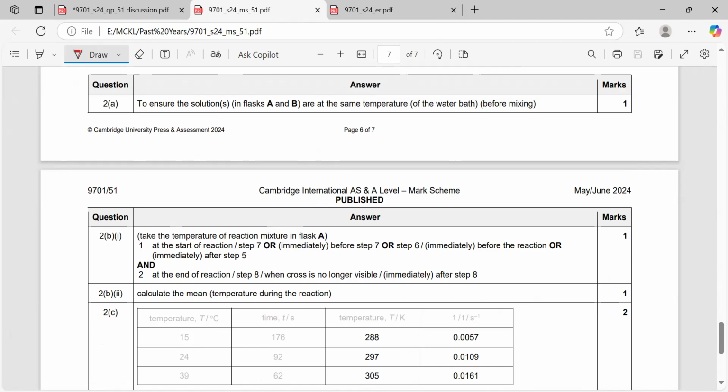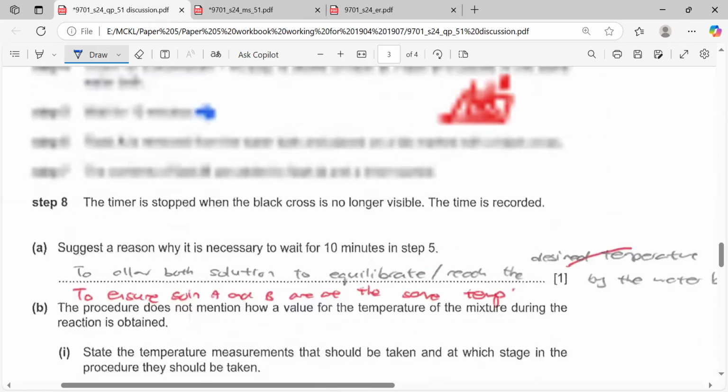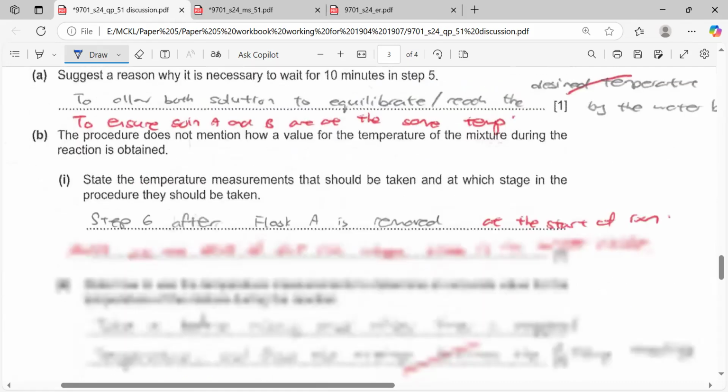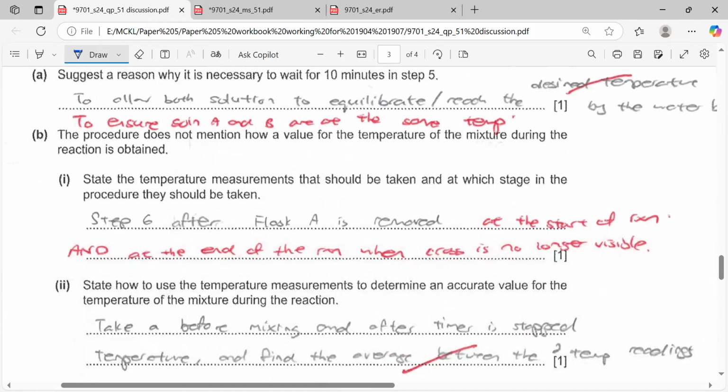My question now is, what is at the start? They gave us step 7. So let's look at step 7. Step 7 means the contents of flask B are added to flask A. In other words, from the marking scheme perspective, they should take the initial temperature reading when flask B is added to flask A. But my answer was flask A only, before flask B was added to it. So I don't think I'll get the marks.